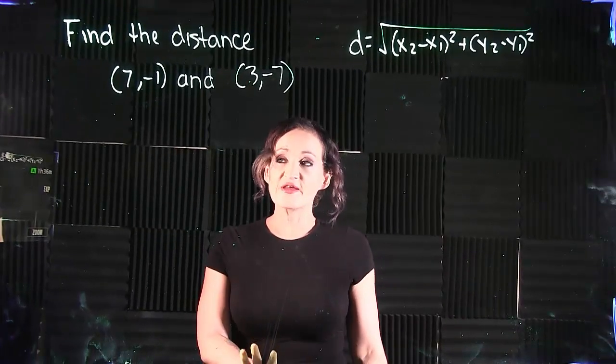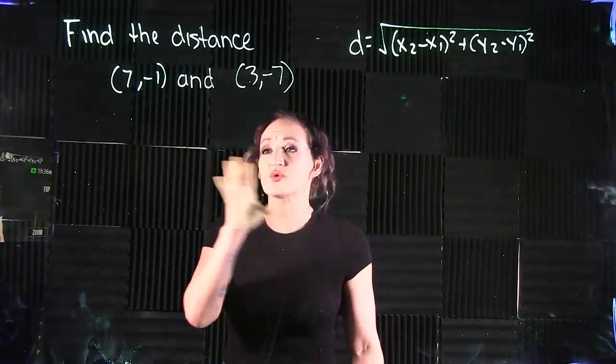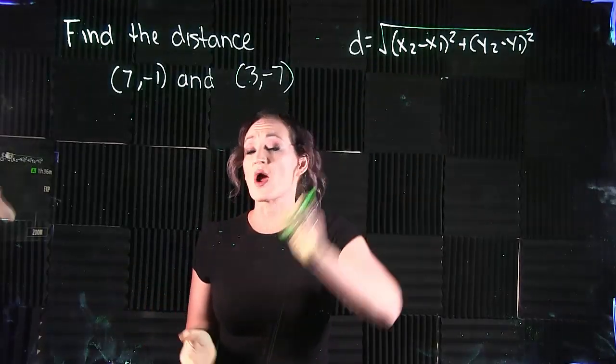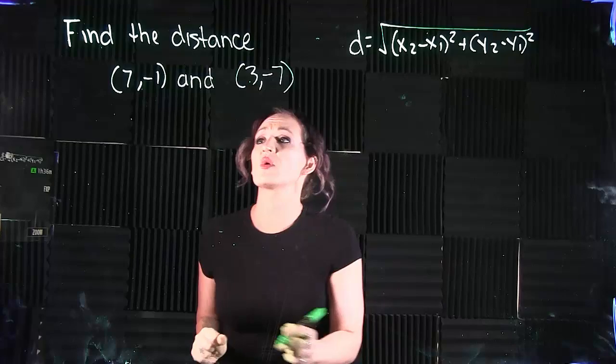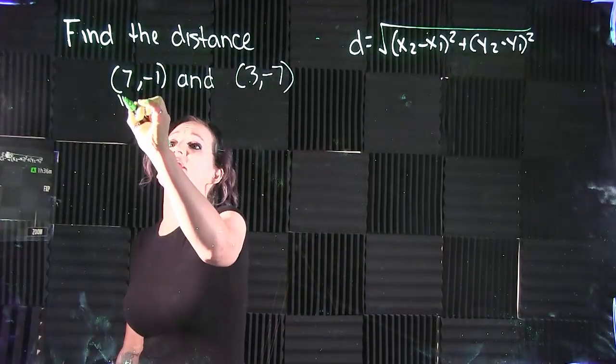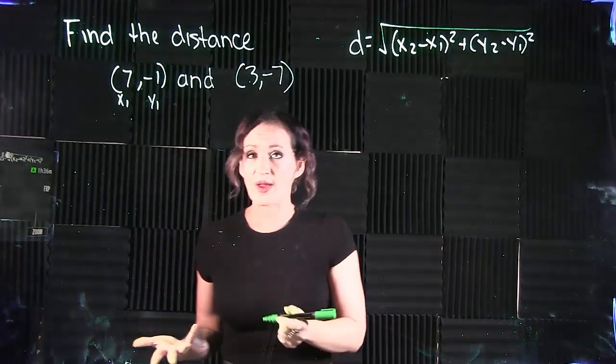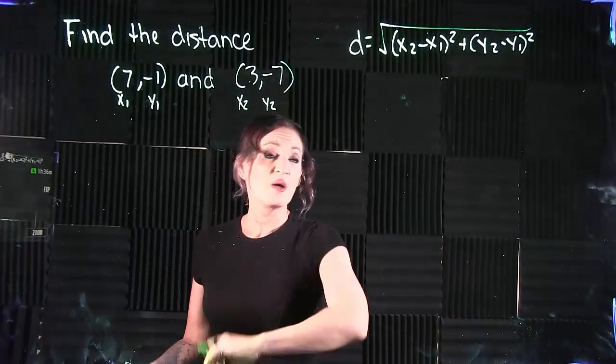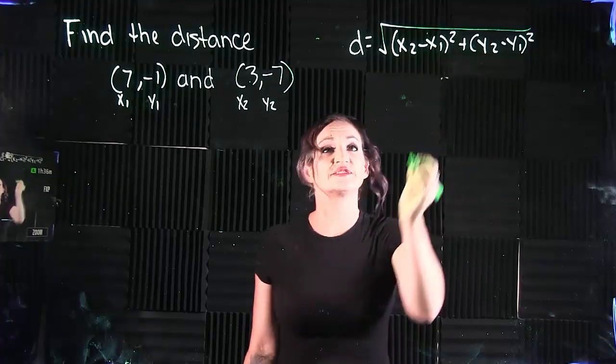Let's find the distance between 2 points. Anytime you're given 2 points and you're asked to find the distance, we are going to plug that right into the distance formula. Whatever the first point that they give you, make that x1, y1. This point here will be x2, y2. Plug it directly into the distance formula here.